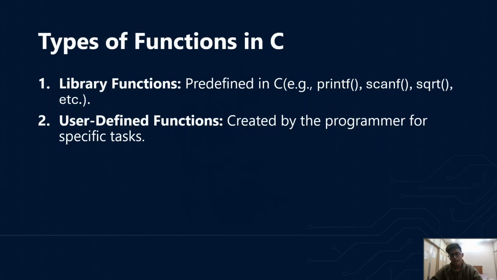There are two main types of functions in C: library functions and user-defined functions. Library functions are predefined in C's standard library. Examples include printf, scanf, square root, etc. These are ready-made functions that we can use directly without defining them ourselves. User-defined functions, on the other hand, are created by the programmer to perform specific tasks. For example, we can write our own function to calculate the factorial of a number or to find the sum of two numbers.